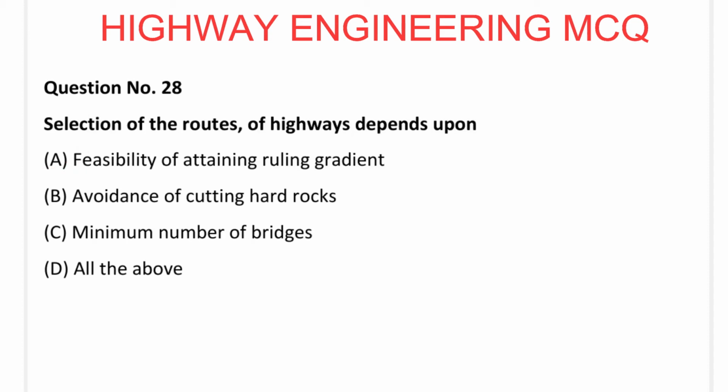So next question, selection of the route of a highway depends on: A, feasibility of attaining the ruling gradient; B, avoidance of cutting hard rocks; C, minimum number of bridges; and D, all the above. So the answer is D, all the above.